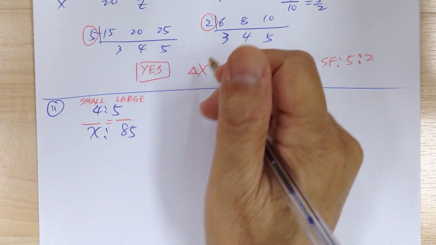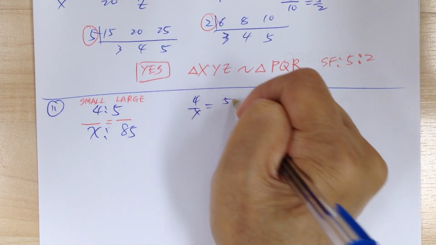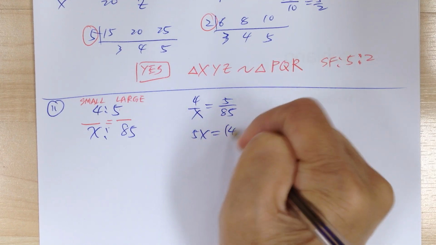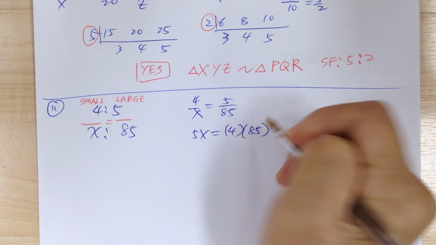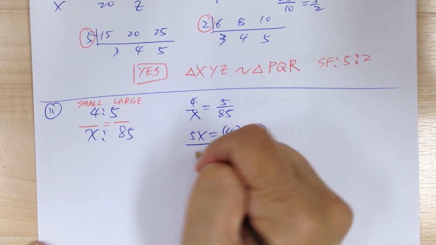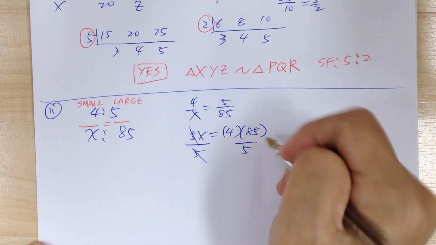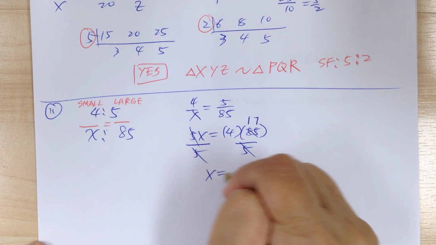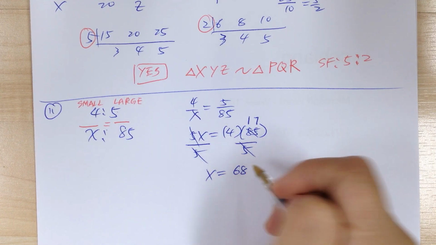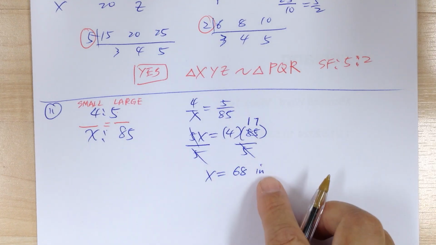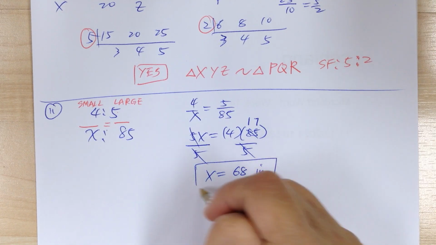And to solve, you got 4/x equal to 5/85. Cross multiply, so you got 5x equal to 4 times 85. Again, you don't have to waste time multiplying out, especially if you do it without a calculator. Then you divide by 5, this will cancel out to be 1, and this becomes 17, so x would be equal to 68. And watch out for the label. The label is inches. Make sure you include the label in your answer.